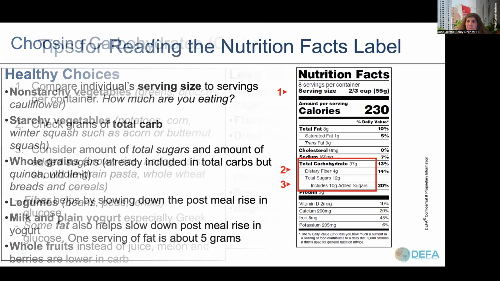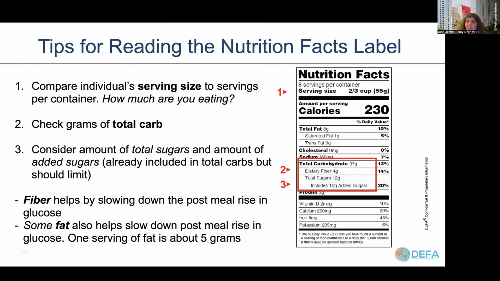So reading a label is really important, especially during pregnancy. So I divided into 3 steps. First step, look at the serving size. The serving size is how much they're talking about, maybe not how much you're eating. So once you see how much carbohydrate is in the serving size, you can decide whether or not you want to eat that full amount, or maybe you want to eat less of it, or maybe you can even eat more of it.